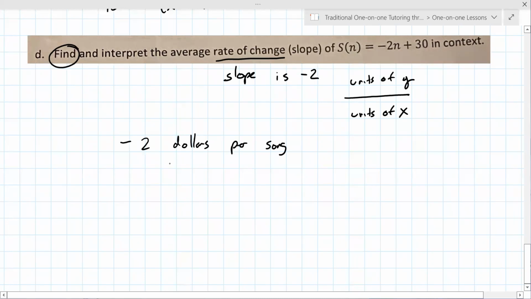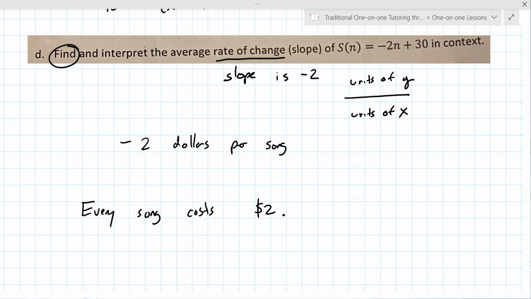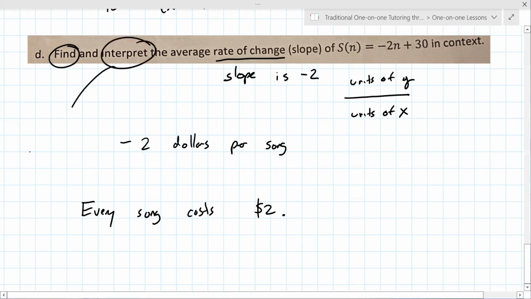But that's what this is saying. It's basically saying every song costs $2, and that's what the instructor is looking for. They're looking for a sentence where you convey that you understand what's happening. That's what the word interpret means. Interpret means to write a sentence.